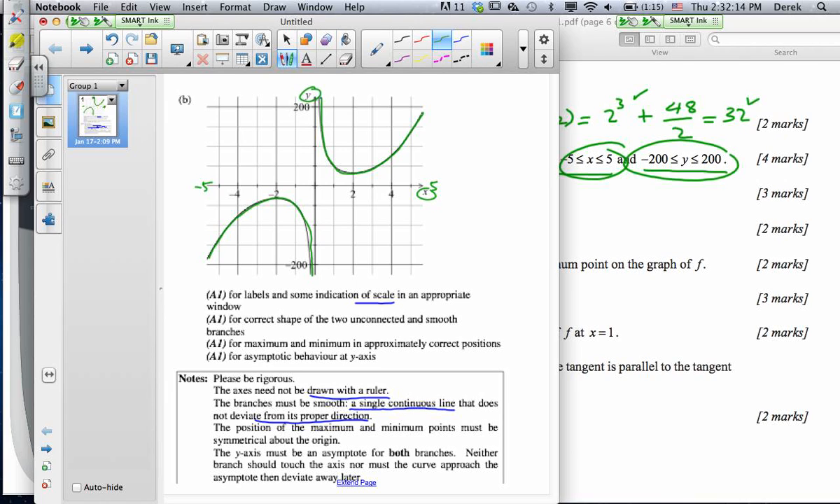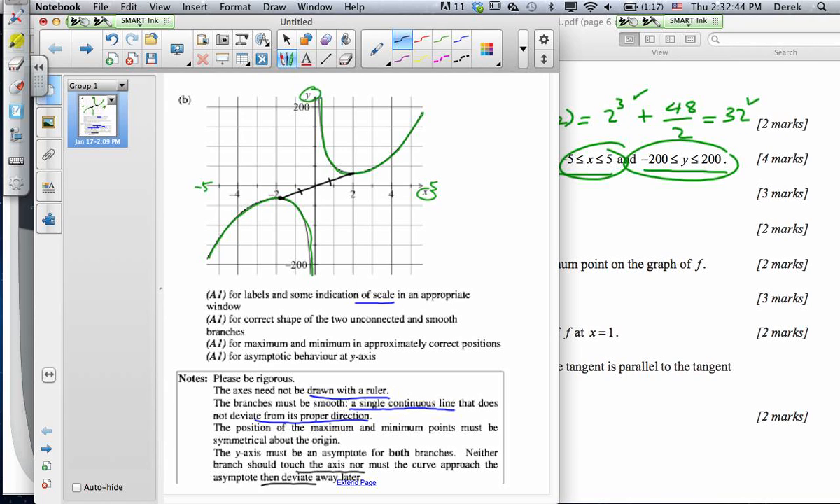The position of the maximum and minimum points must be symmetrical about the origin. So this point over here, these 2 points over here, had to be in the right position. That's the point that we were actually checking, that those two were symmetrical about the origin. That is equal to that. And then the y-axis asymptote: the y-axis must be an asymptote for both branches. Neither branch should touch the axis, nor should the curve approach the asymptote and then deviate away.